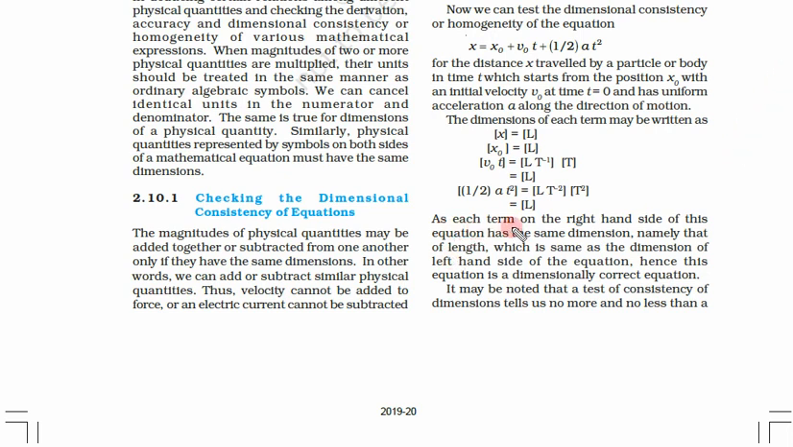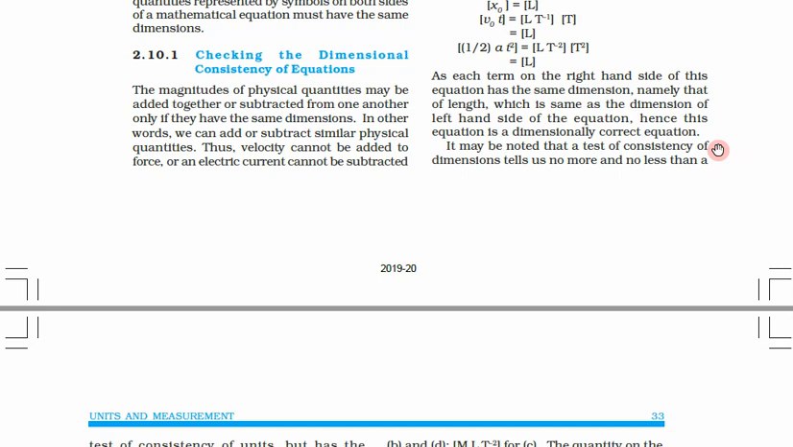As each term on the right hand side of this equation has the same dimension, namely that of length, we have dimension of length for all of them, and this is the same dimension as the left hand side. Hence this equation is a dimensionally correct equation. So we have checked that this equation is dimensionally correct. There might be other problems, but it is at least dimensionally correct.